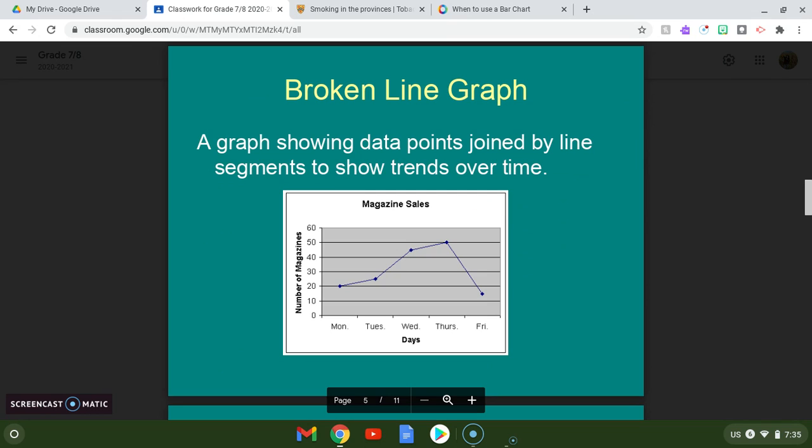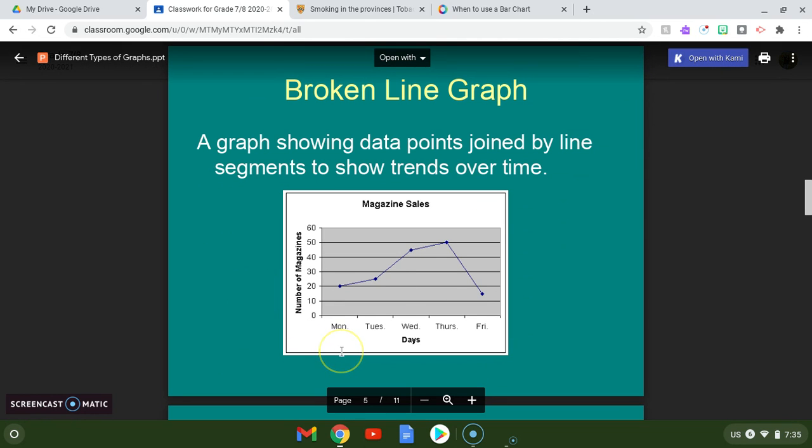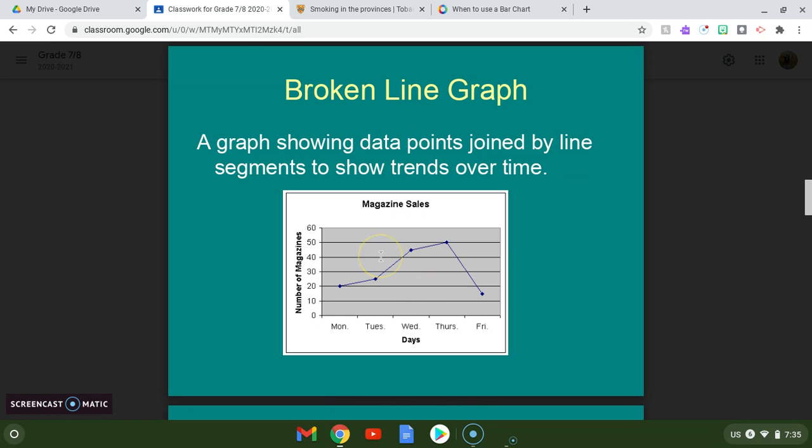Broken line graph. So a broken line graph shows data points, and then you join them together by a line where each segment shows trends over time. So you're drawing a straight line between each of the dots, and it shows you, is it an increase? Is it a decrease? Did it stay the same? That's what we're using a broken line graph for. So usually it's when we're comparing to see if there was a difference in time.